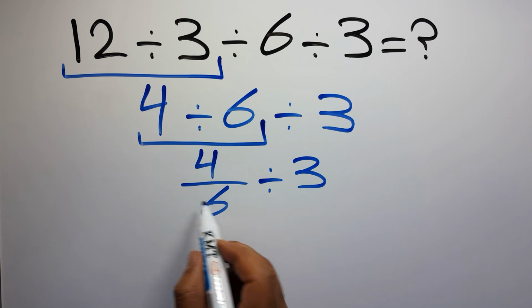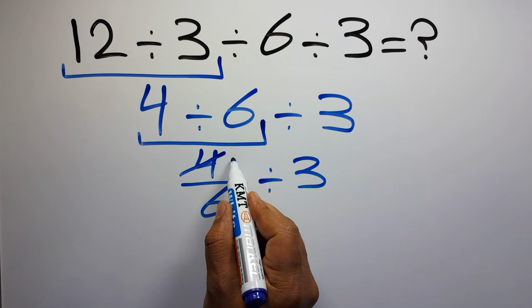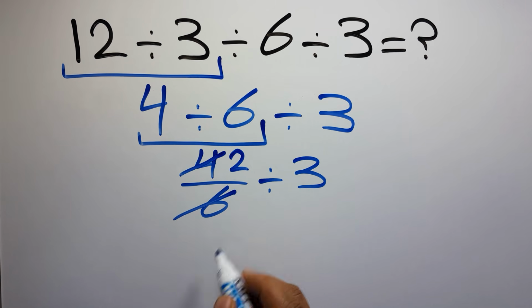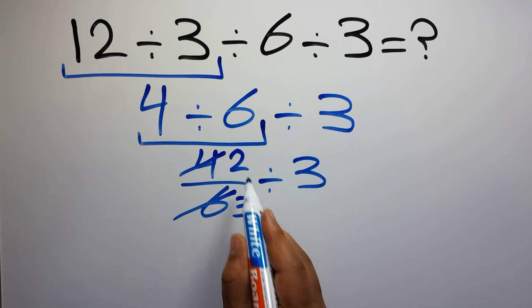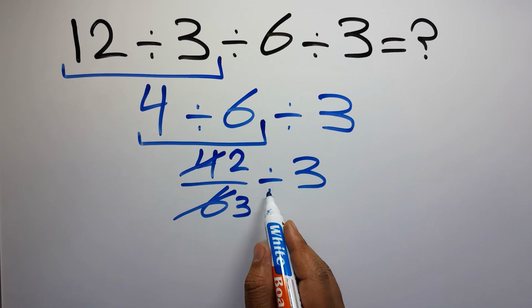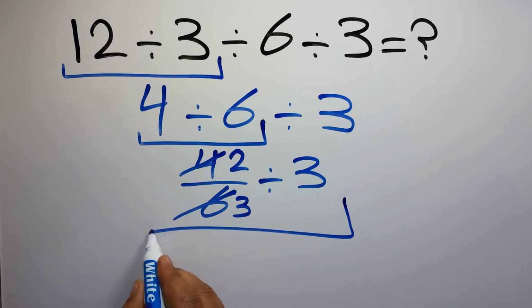Now, let's simplify this fraction. 4 divided by 2 gives us 2, and 6 divided by 2 equals 3. So we have 2 over 3 divided by 3.